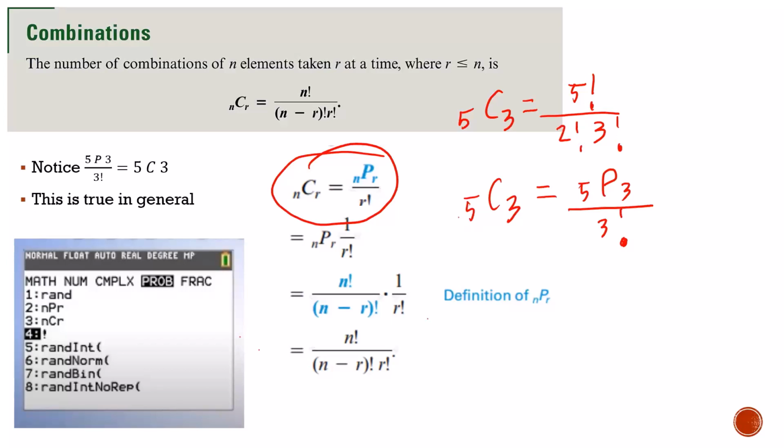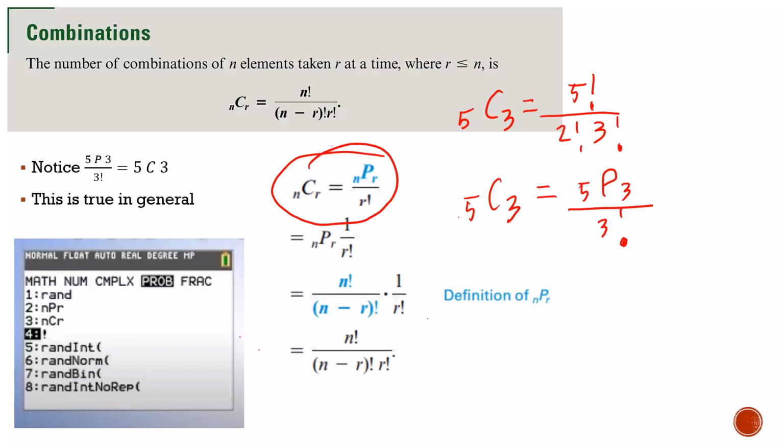So let's start with the form. We want to figure out how many ways. So I want to do 5 choose 3. How many different sets of 3 can I choose out of 5 items? That is 10. And where did that come from?